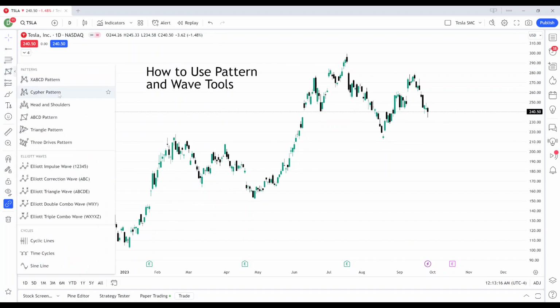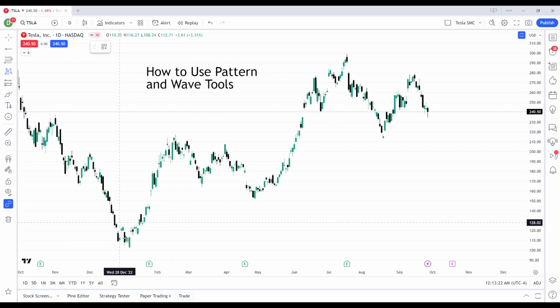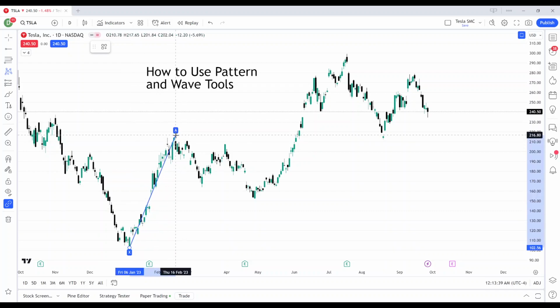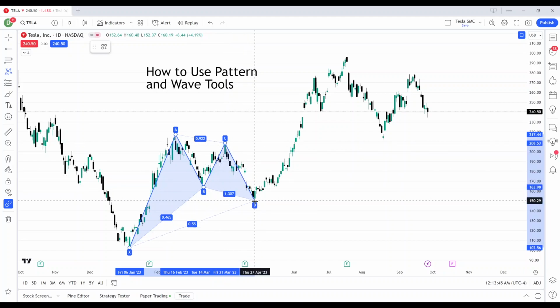Something else I want to show you, which may not be as commonly used, is the Cypher pattern. With the Cypher, it's also multi-point of contact to draw. If you want to see more examples of what Cyphers look like, you can go on Google, pretty clear images of what they look like. We're going to do a couple points right here.